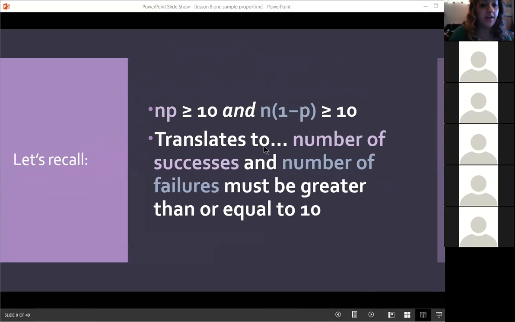Can you explain how the mean can equal the population proportion? Yes. Yes, I can.